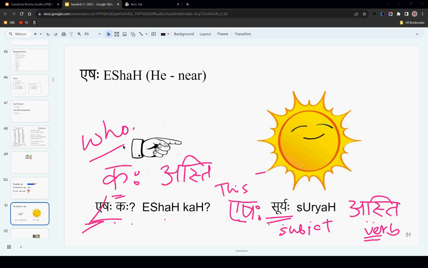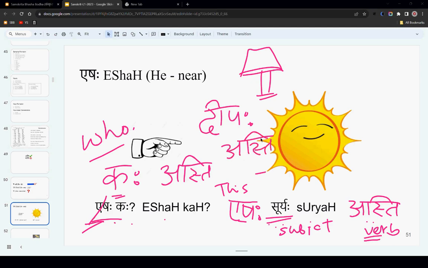And if it is a lamp, then we'll use Deepaha. Right? Deepaha Asti. Deepa exists. Or we can also add a qualifier, which is Eshaha. Eshaha Deepa Asti. This is Deepa, this is a lamp. Just Deepa Asti means lamp exists, like the lamp is there.